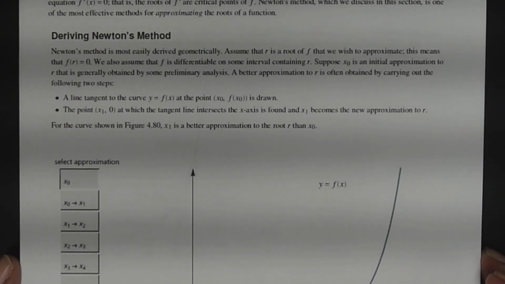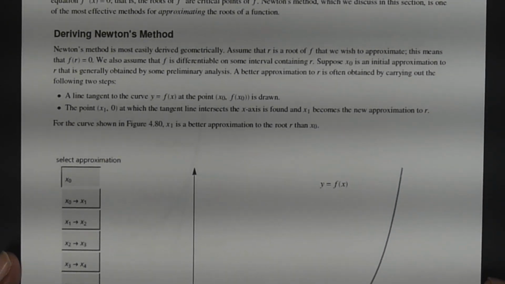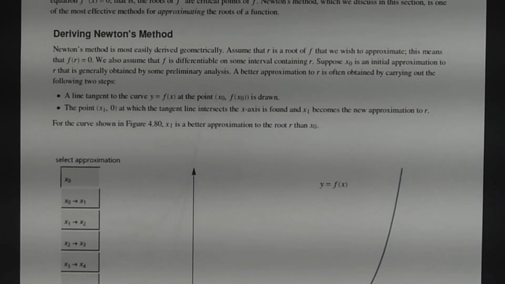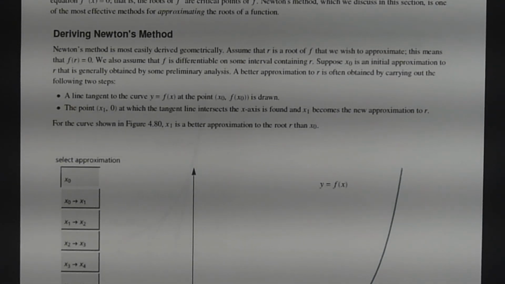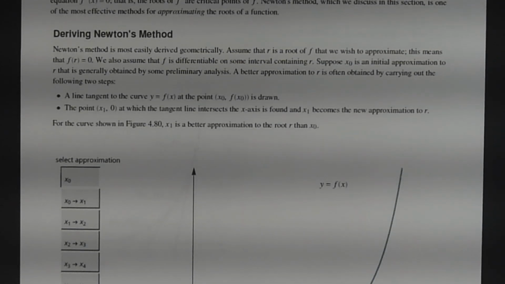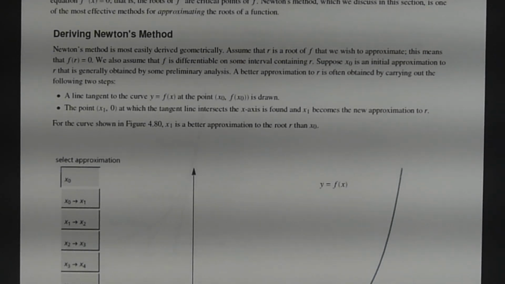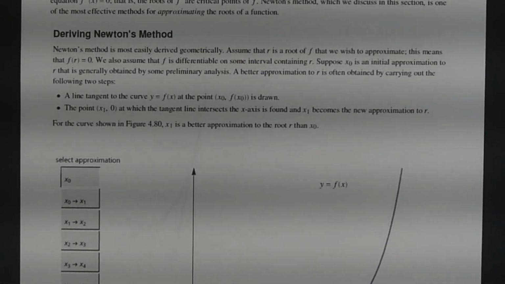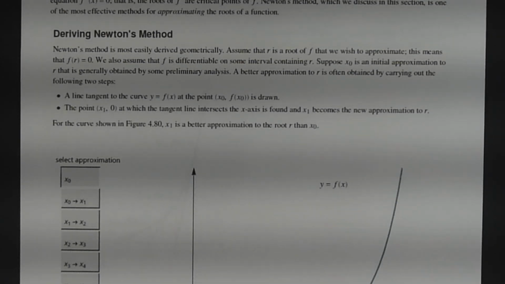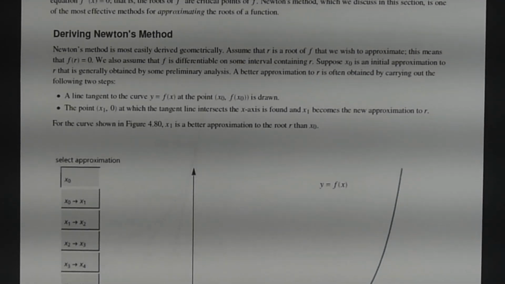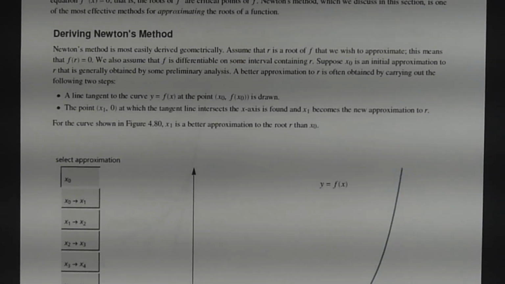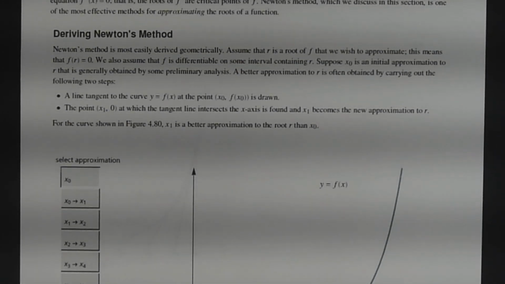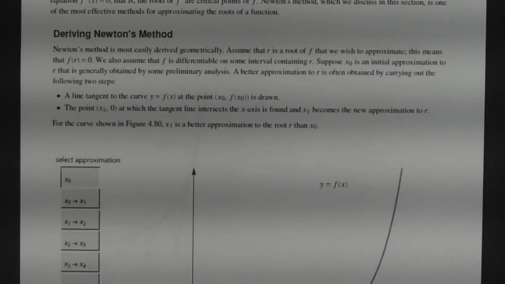All right, Newton's method is mostly derived geometrically. So here we're going to assume that R is a root of f that we wish to approximate. This means we want to find R such that f of R equals 0. So we assume that f is differentiable on some interval containing R. And suppose x sub 0 is your initial approximation to R that is generally obtained by some preliminary analysis.